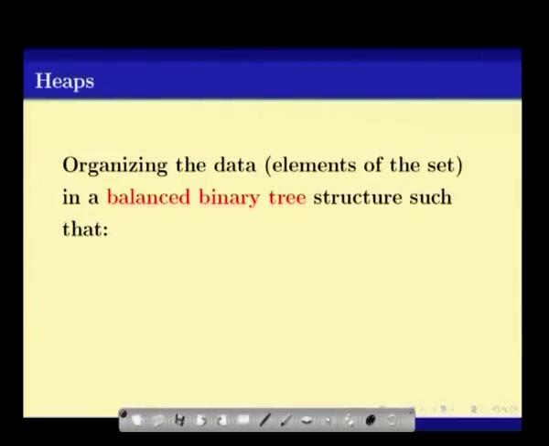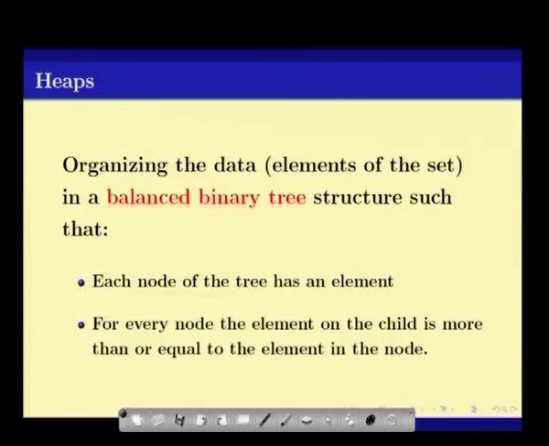So, what is a heap? Heap is just a way of organizing a set of elements or data on a binary tree, or a complete binary tree, or a balanced binary tree, such that some properties are maintained: each node of the tree contains only one element and exactly one element of this set. And the other thing is that every node must have an element which is less than the element of its child, or in other words, for every node the element on the child node must be more than or equal to the element on itself.